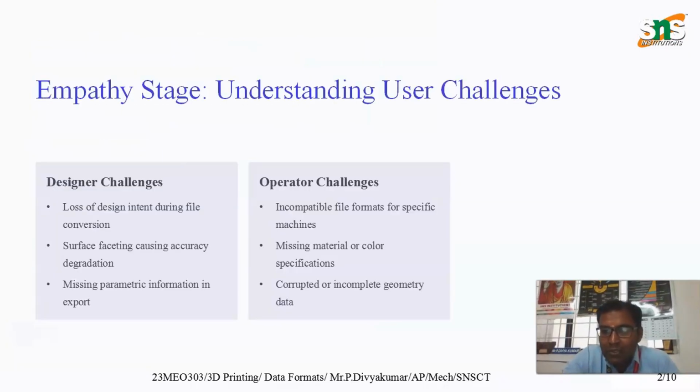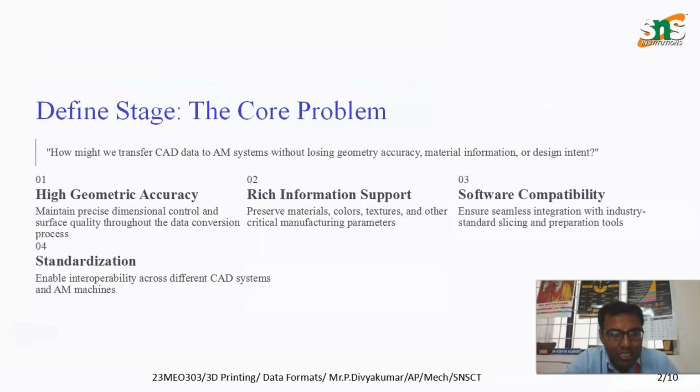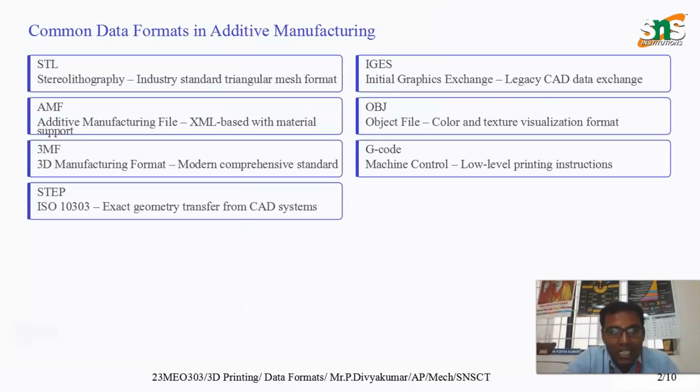An ideal data format should accurately represent its geometry, preserve dimensional information, support material information, reduce the file size, and minimize errors. Now we are going to discuss the different data formats used in additive manufacturing. Some of the most commonly used data formats are STL format, AMF format, 3MF format, STEP format, IGS, OBJ, G code format, etc. Now we are going to discuss them one by one.